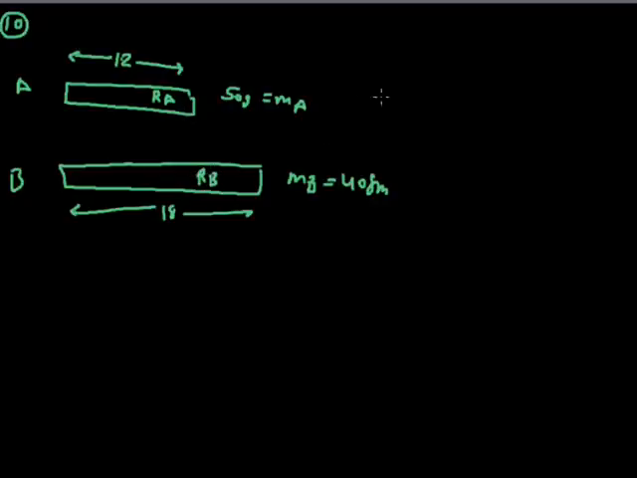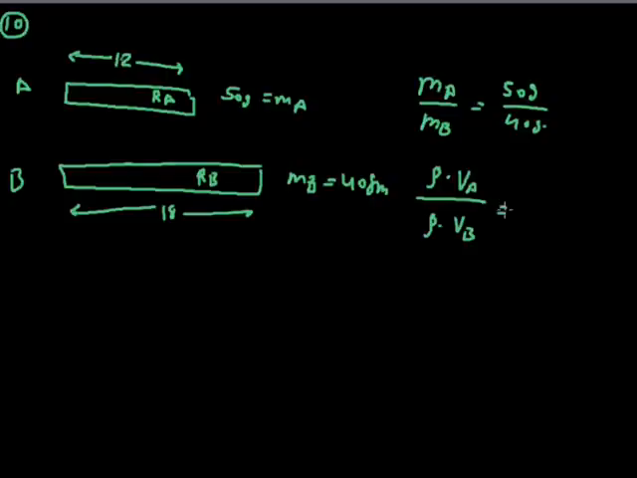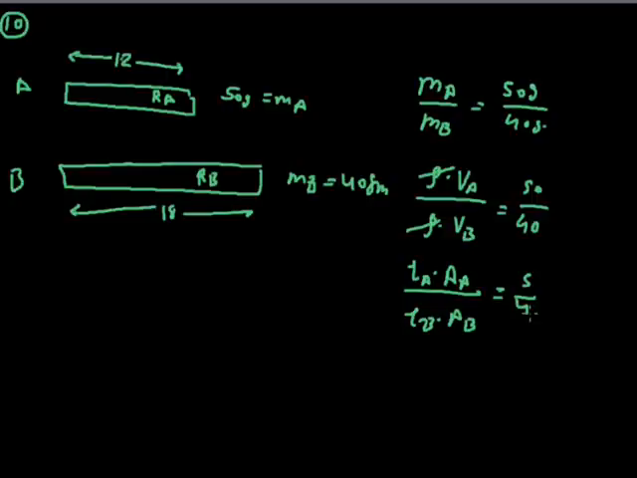Now to find the resistance, we are given MA and MB, 50 gram and 40 gram. Now MA is simply density into volume VA, and MB is rho into VB, so the ratio is 50 by 40. Now rho and rho cancel out because the material is the same, meaning density is the same. Now volume is length into area, so LA into AA upon LB into AB is 5 by 4.